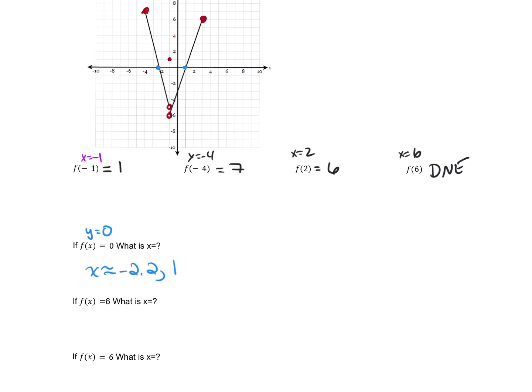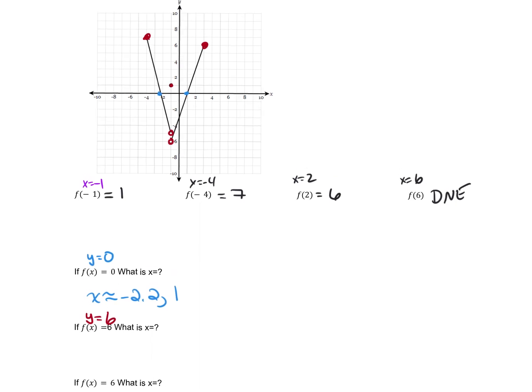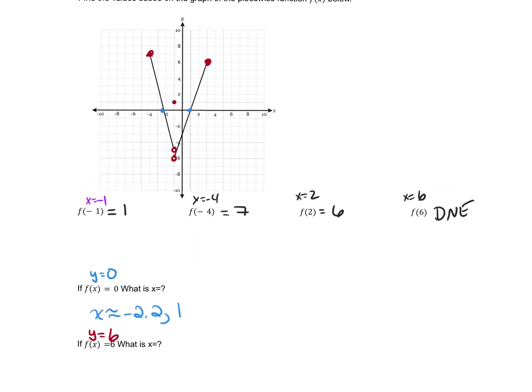The second problem says, all right, f of x equals 6. Where is y equals 6? So if I go to my graph and I look, well, this definitely has a y of 6, and this definitely has a y of 6. So I see 2 spots. One looks to be 3 for sure, so x equals 3. The other one, I don't know, negative 4-ish, maybe negative 3.75. Again, not going to be perfect, but approximate.